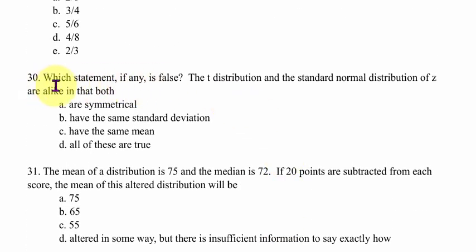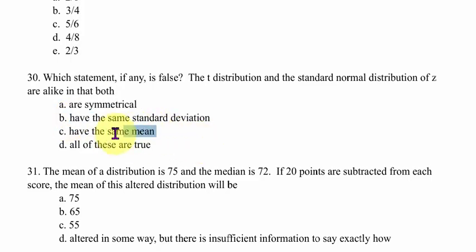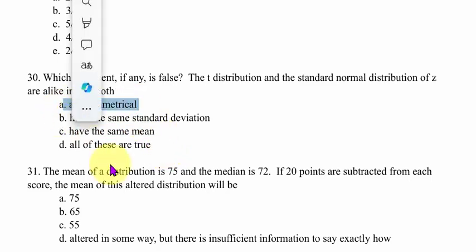Okay, number 30. Which statement is false? The t-distribution and the standard normal distribution of the z-score are alike in that both are, yep, they're both symmetrical. I don't know what that means. It has the same standard deviation? That doesn't make any sense. Have the same mean? That doesn't make any sense. What the chuck? All of these are true. I'm going to have to just go with A. I'm going to go check that real quick.